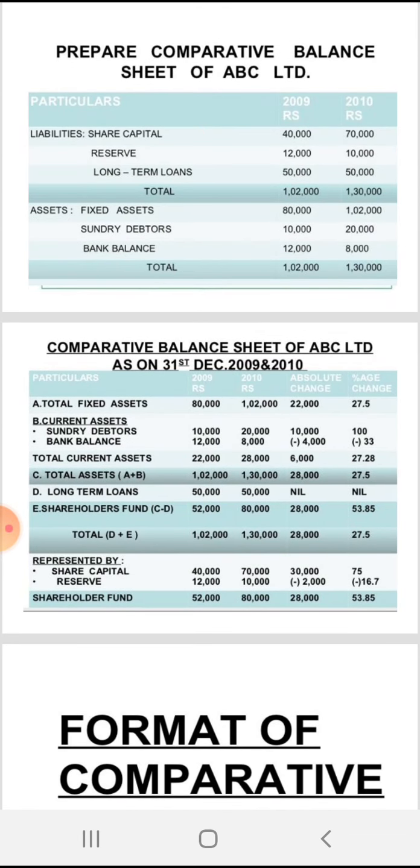Suppose, according to the question, the fixed assets in the previous year are 80,000, in the current year 1,02,000. The change is 22,000. The percentage is 27.5, that is 22,000 divided by 80,000 into 100. Next is current assets, in which debtors are from 10,000 to 20,000 and the change is 10,000, that is 10,000 divided by 10,000 into 100, 100%. Then is bank balance, that is 12,000 to 8,000, that is minus 4,000. The answer is minus 33%, that is 4,000 divided by 12,000 into 100.